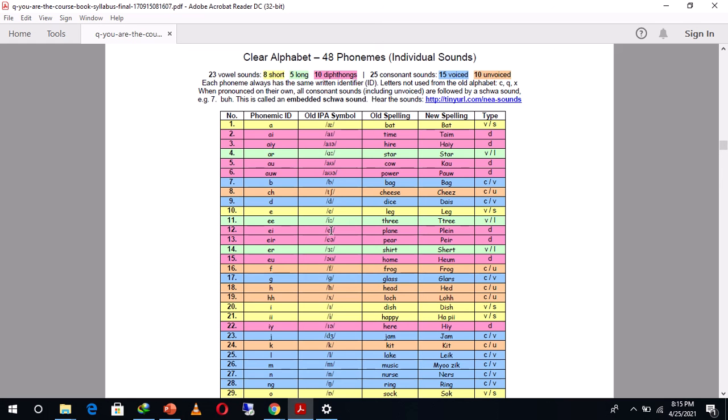25 are the consonant sounds, in which 15 are voiced and 10 are unvoiced. Each phoneme always has the same written identifier, so you would have to learn that this identifier wouldn't be from the common English language like C, E, K, J, etc. The letters not used from the old alphabet like C, Q, P, X. When pronounced on their own, all the consonant sounds including the unvoiced are followed by a schwa sound, e.g. 'ba', or b. So this is called the embedded schwa sound.